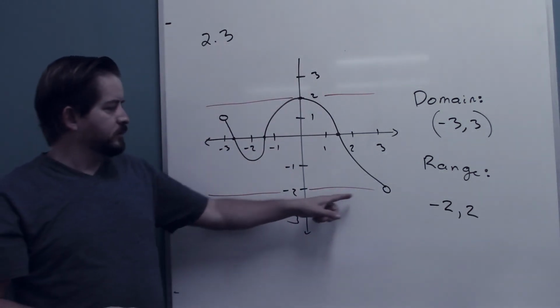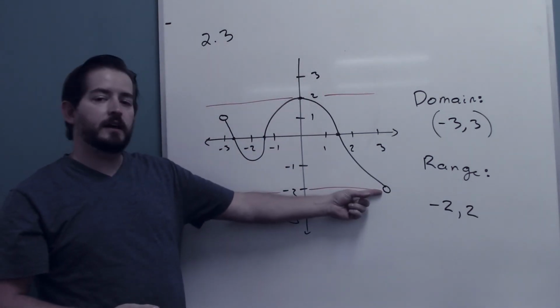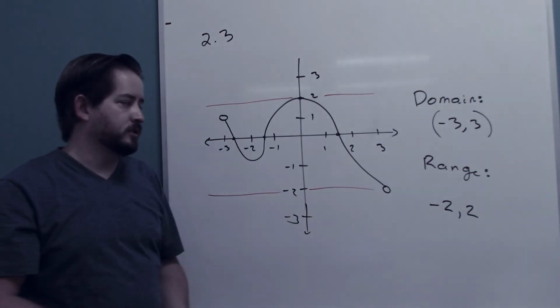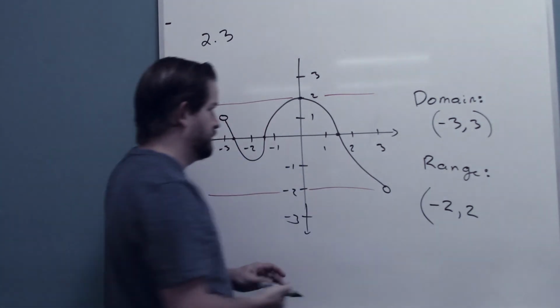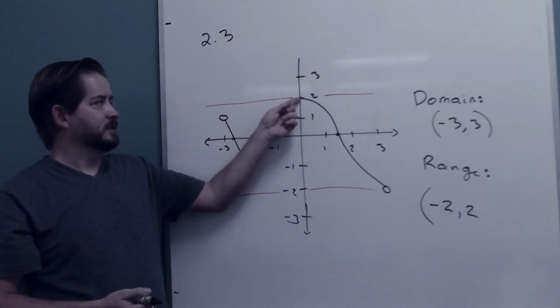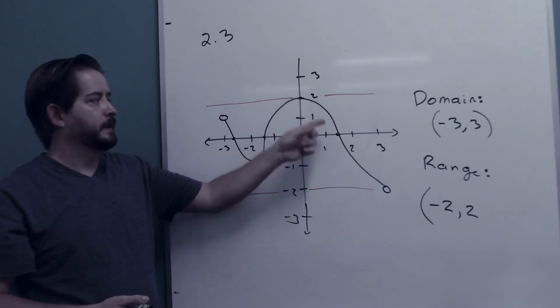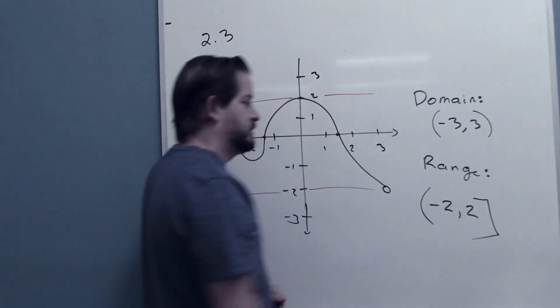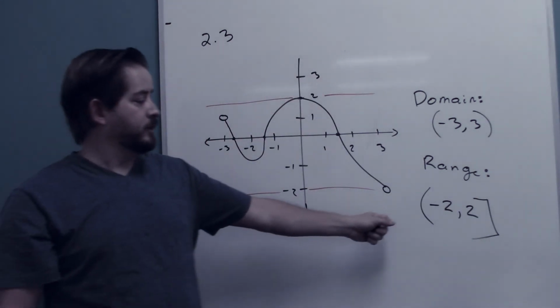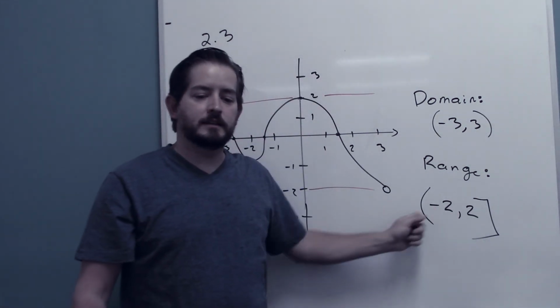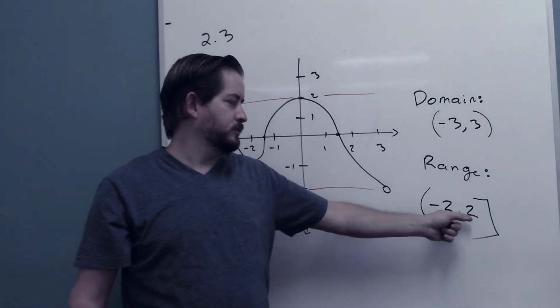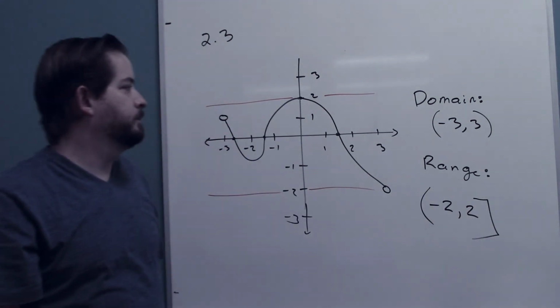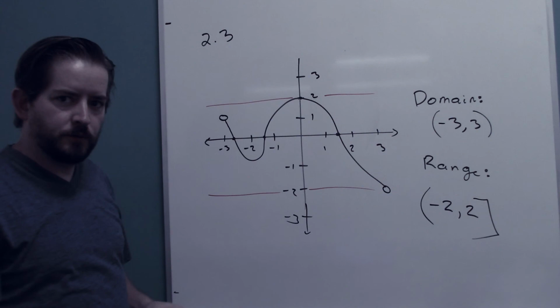I'm not going to include -2 because there's not a valid output at -2. But I am going to include 2 because this goes up and touches there, right? And so this point is included. Therefore my range is half open. I've got an open on the left, a closed on the right, so it's open at -2, closed at 2. Right? All right, good. Hopefully that was helpful.